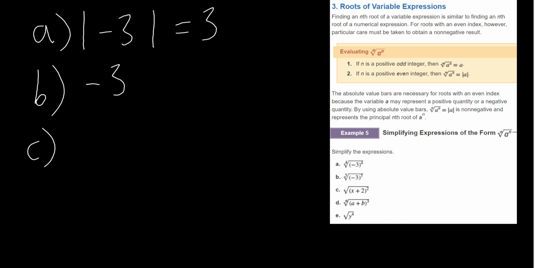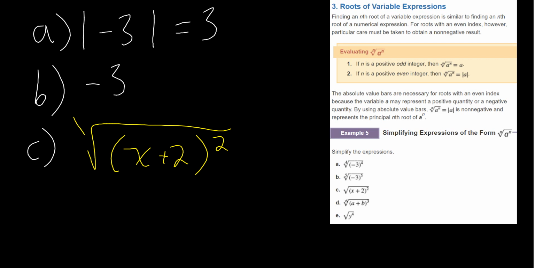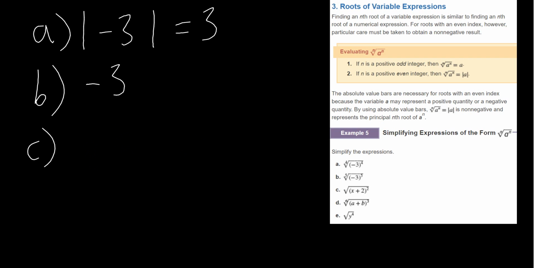C, we have, it is written like this, x plus 2 and then squared. And then we know that right here is an implied 2, right? And since the 2's are the same, they are both even, so we can take the absolute value of both. So we would say the absolute value of x plus 2.